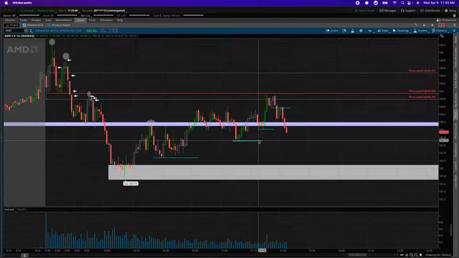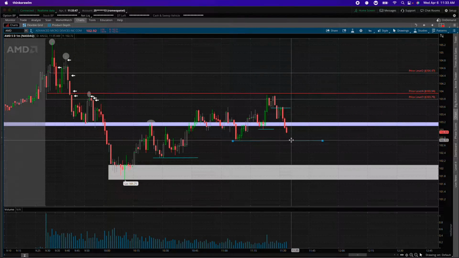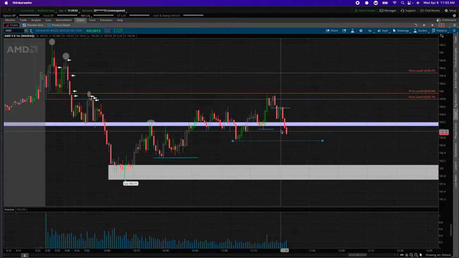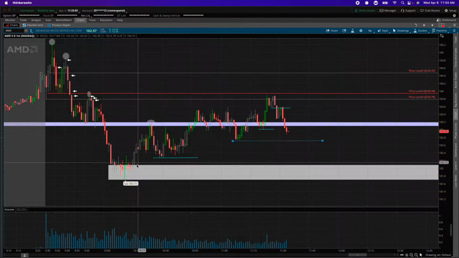So let's just extend this one out. Here it is. It could potentially go to here, right? But you have to have an exit strategy whenever you're getting into a position. Know that, right? So if I got into calls here at this level, my exit strategy is going to be this demand zone. Depending on how many contracts I have, if I have multiple contracts, I'll scale out, right?